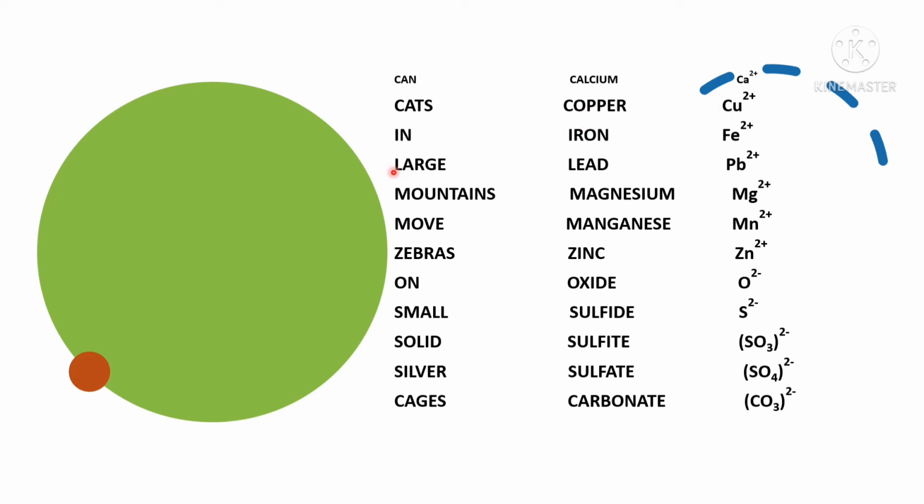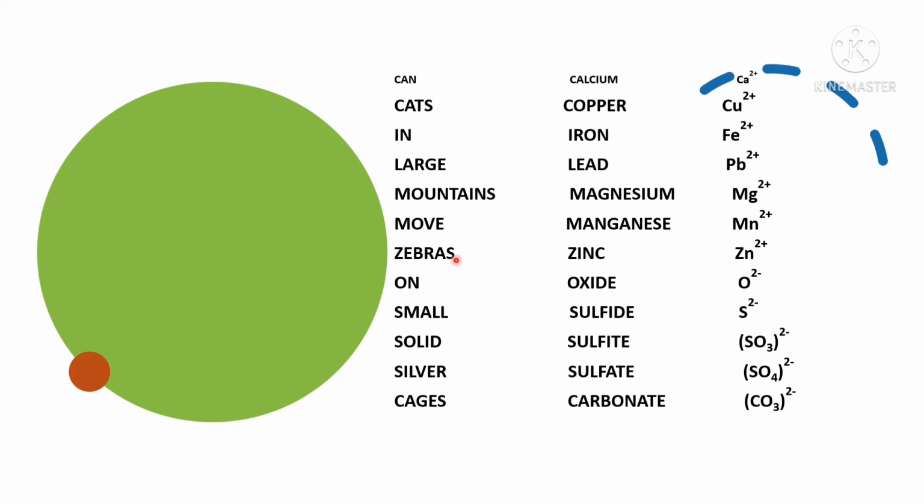The next word is large. It begins with the letter L, representing the element lead, whose symbol is Pb2 plus. The next word is mountains. It begins with the letter M, representing the element magnesium, whose symbol is Mg2 plus. The next word is move. It begins with the letter M, representing the element manganese, whose symbol is Mn2 plus.